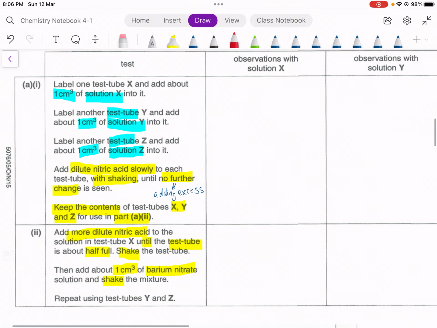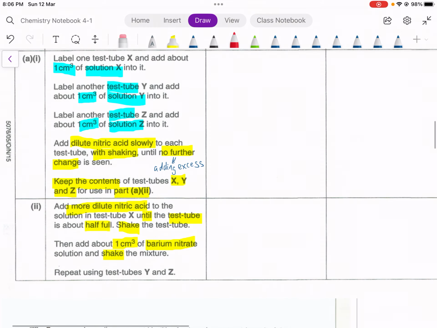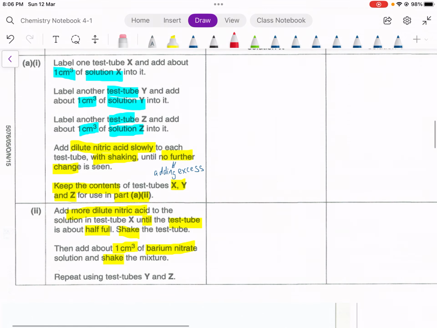Alright, let's start. They ask you to label 3 test tubes X, Y, and Z and add 1 cm cube of these 3 solutions into the test tubes. This is the instruction. And you're asked to add dilute nitric acid slowly to each test tube with shaking until no further change is seen. For this one, no further change, I can write down, it means adding excess, because you keep on adding until you see no further change. That means you don't know how much to add, so in this case, you're adding excess.